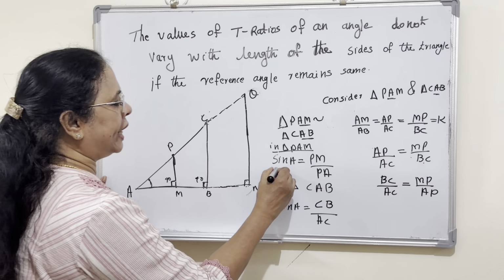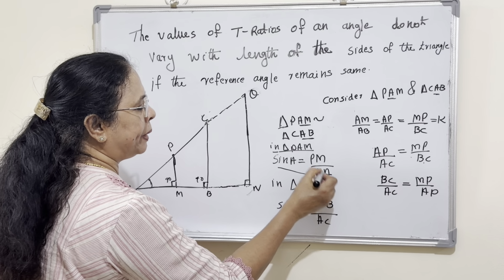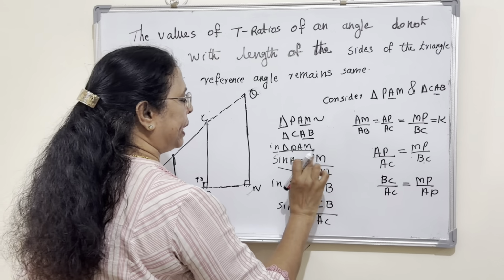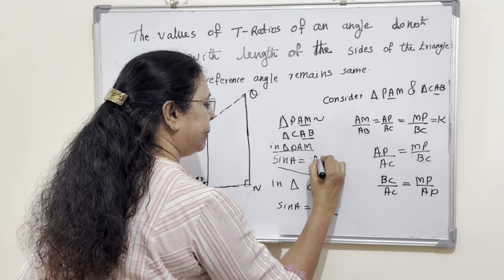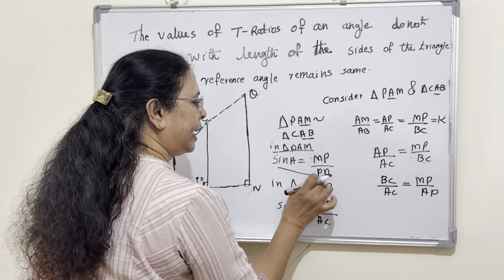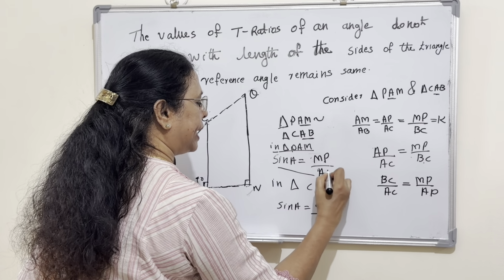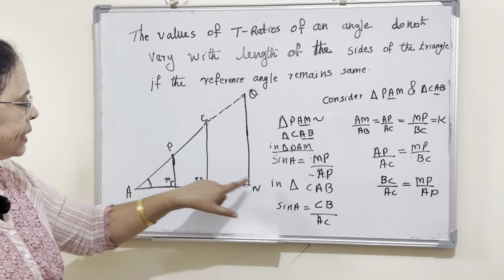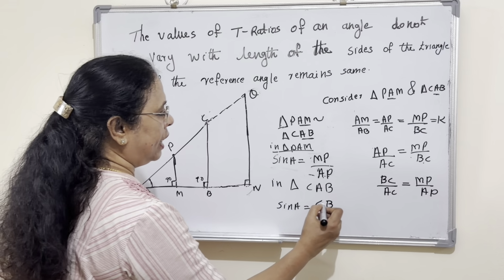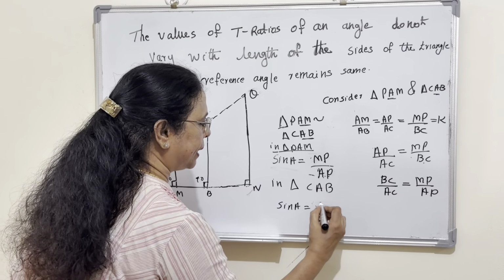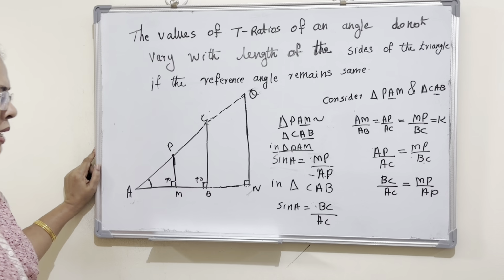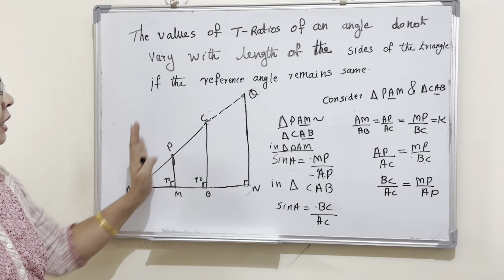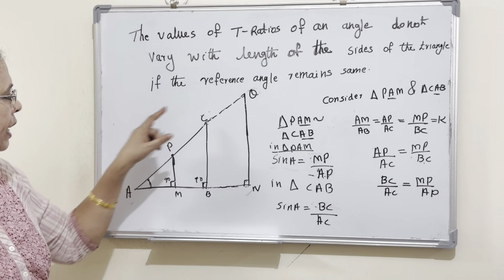We know sin A is PM by PA, that is MP by AP, both are same, right? PM means MP, and AP means PA. So let me write it as AP. So sin A is equal to MP by AP, and sin A for the big triangle is CB, I can write BC by AC. CB and BC are same, right? So I understood that sin A is same for both the triangles. Same thing will happen if you are considering triangle AQN also.